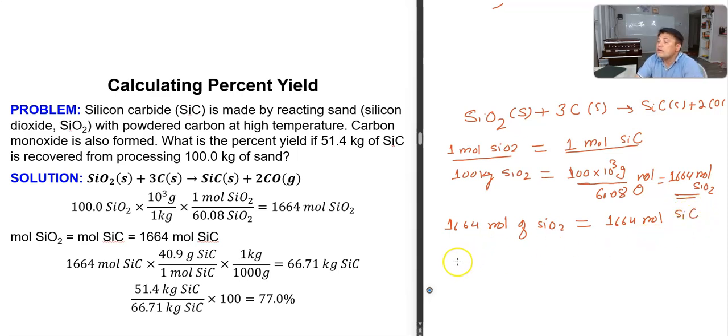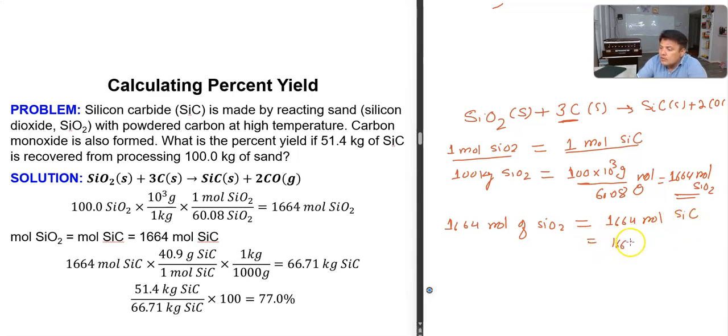We don't know which is the excess reactant and which is the limiting. Now let's find out how much mole of carbon is also used. Okay, so that's why, yeah, see that. So now this is the SiO2 mole. Now you convert that SiO2 mole. This is the mole of SiO2, and this is the mole of silicon carbide. Okay, now let's convert that silicon carbide into the gram, right?